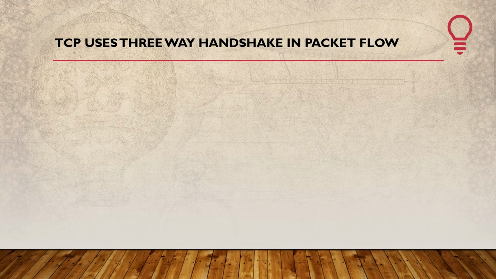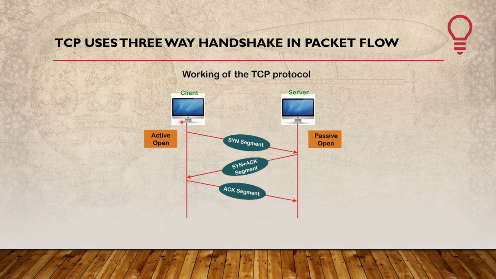Now let us see the three-way handshake packet flow in TCP. See, the client will send a SYN segment packet. For that, the server will send its own SYN packet plus an acknowledgement, telling the client, I have received the SYN packet. After that, the client will send an acknowledgement for the server's SYN packet. After that, the connection will get established.